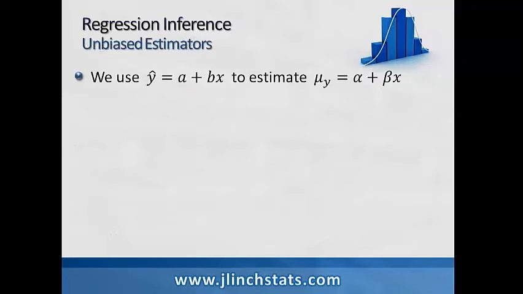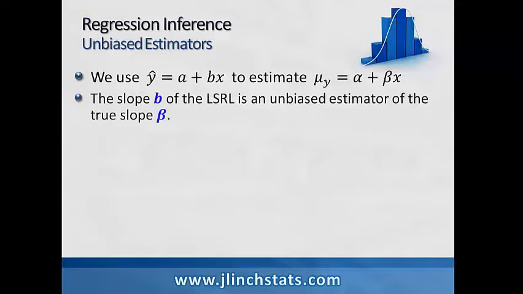Now we use the model y hat equals a plus bx to estimate the population least squares regression line mu sub y equals alpha plus beta x. The slope b of the least squares regression line, based on our sample data, is an unbiased estimator of the true slope beta. So if we were to take all possible samples of a particular size and create all the possible least squares regression lines based on the sample sizes with that bivariate data, the average of the slopes would be equal to beta, our true population parameter for the slope of our least squares regression line.